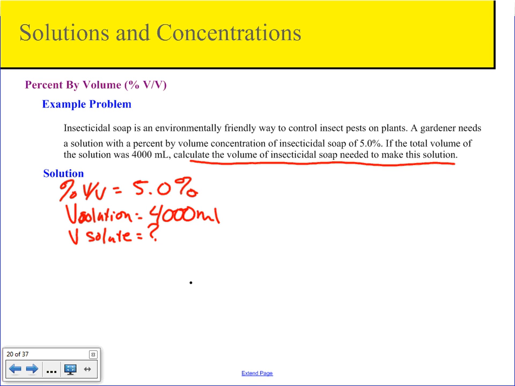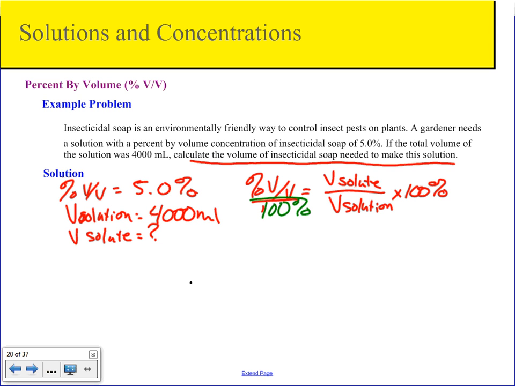Alright, so I know my percent by volume is equal to the volume of solute over the volume of solution multiplied by 100%. So if I rearrange this, I'm going to divide by 100%, to cancel that out. And I need the volume of solute, so I need to times by my volume of solution.